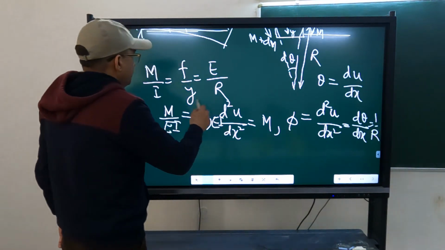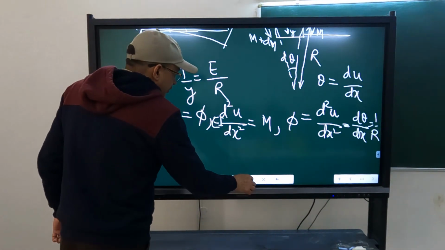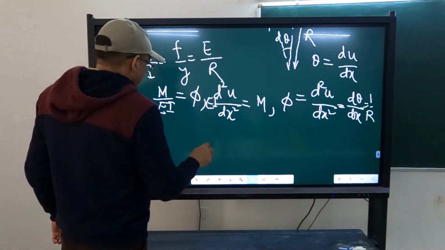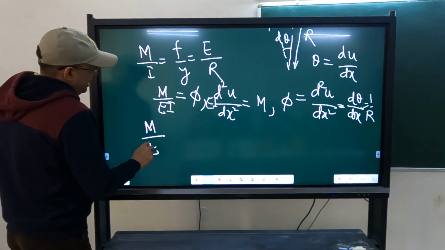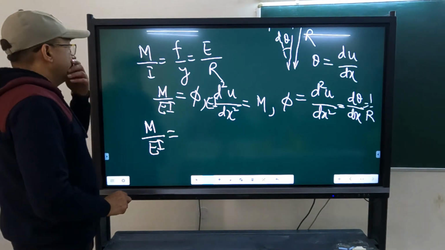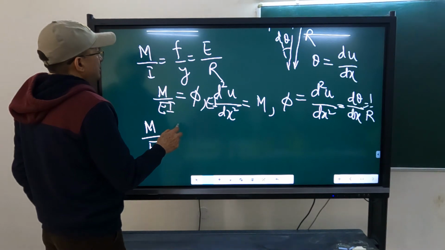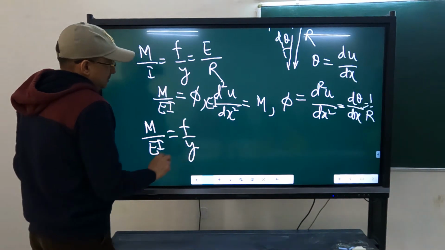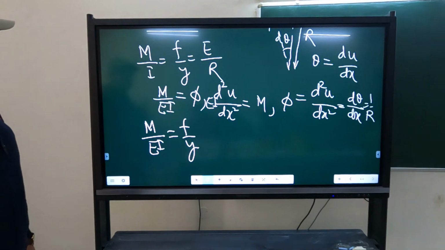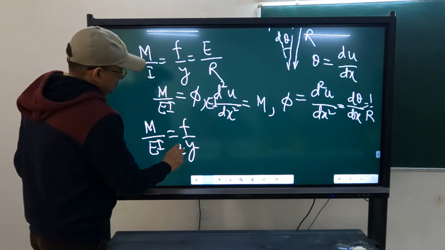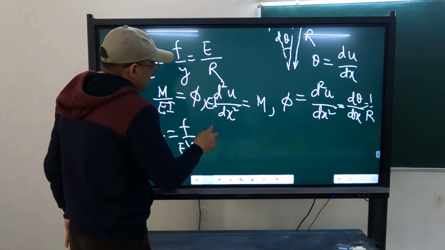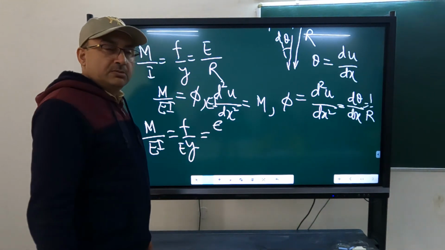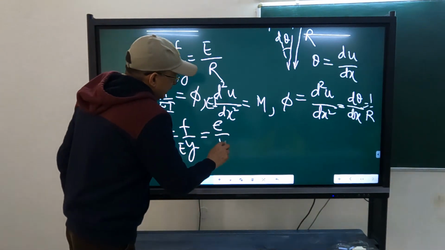Now from this equation you can also see that M upon I, or M upon EI, is f over Ey. You agree? So that f over E is what? In a linear system, epsilon, strain, over y.